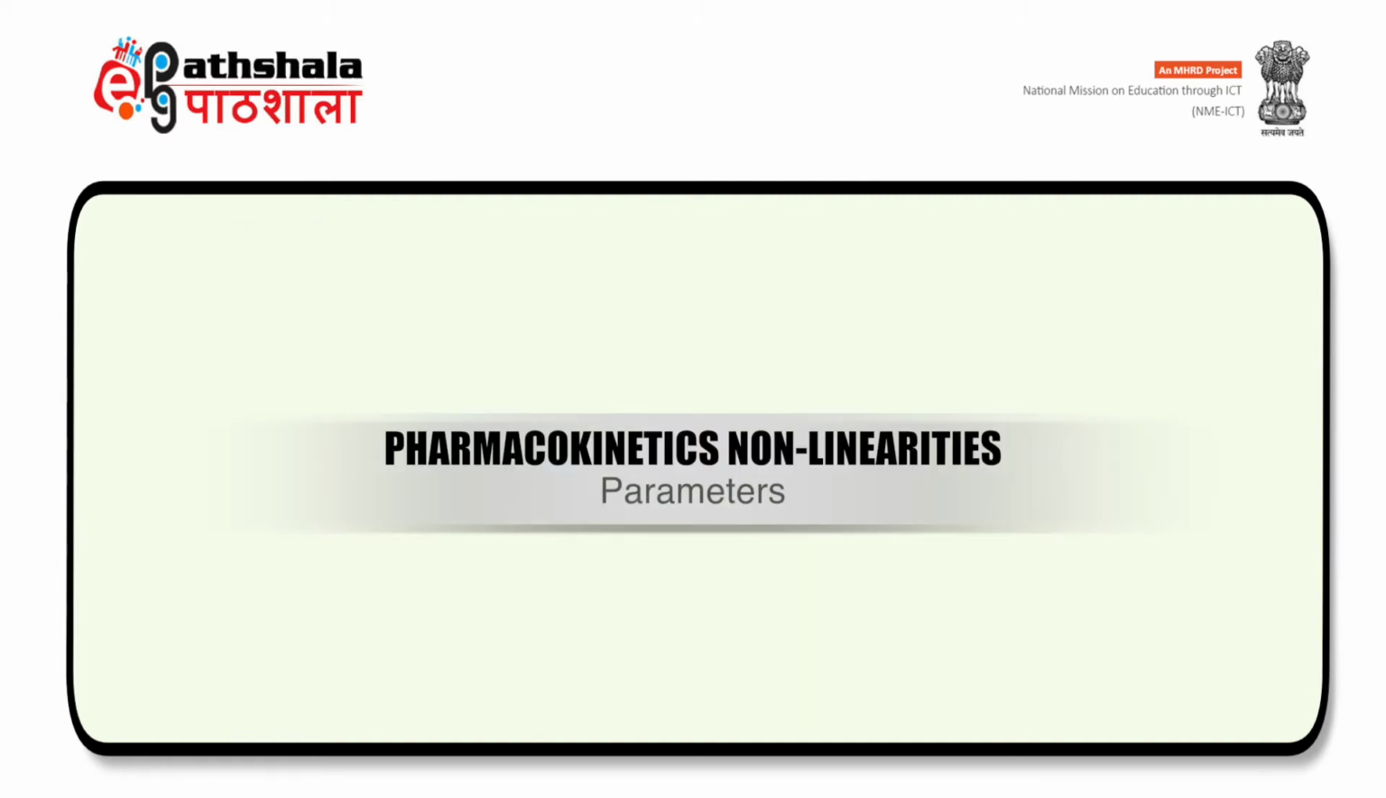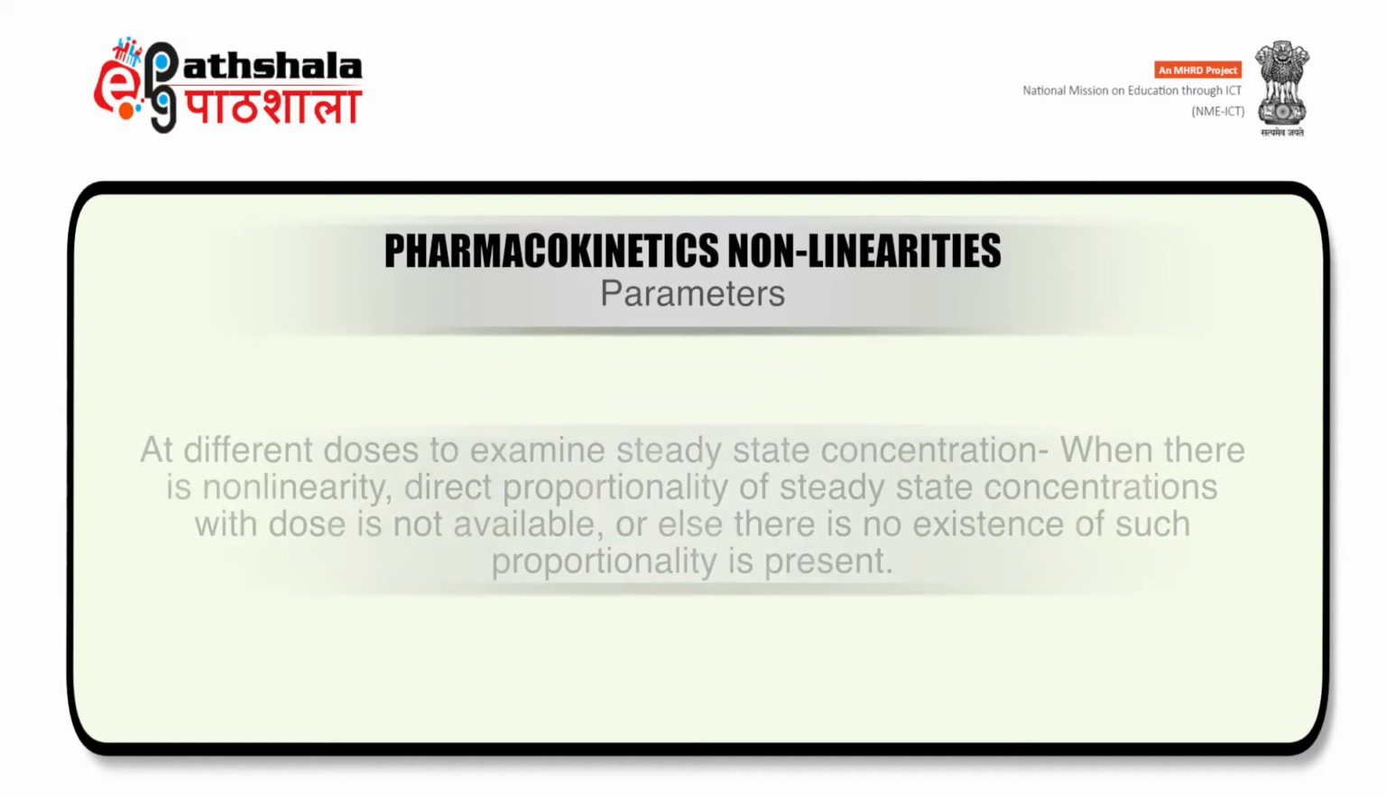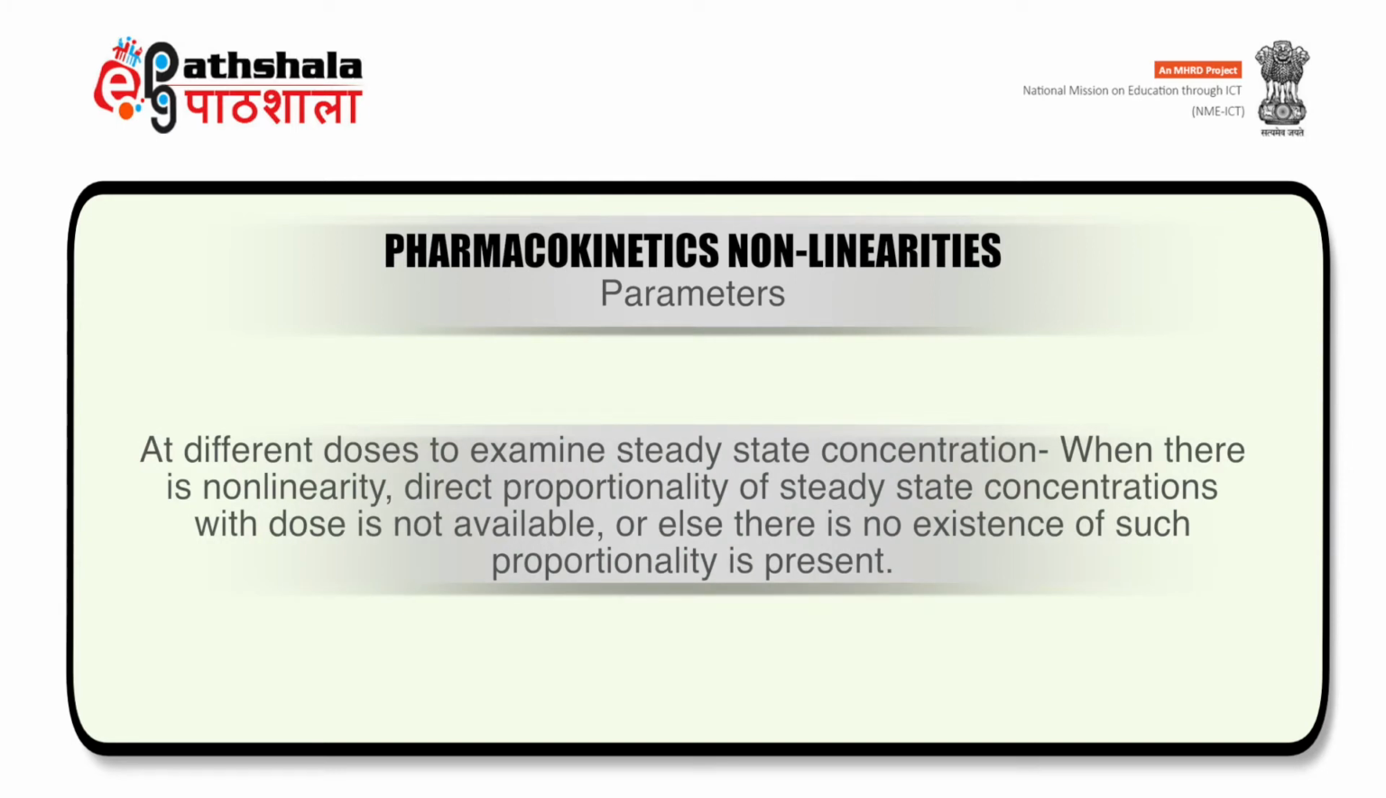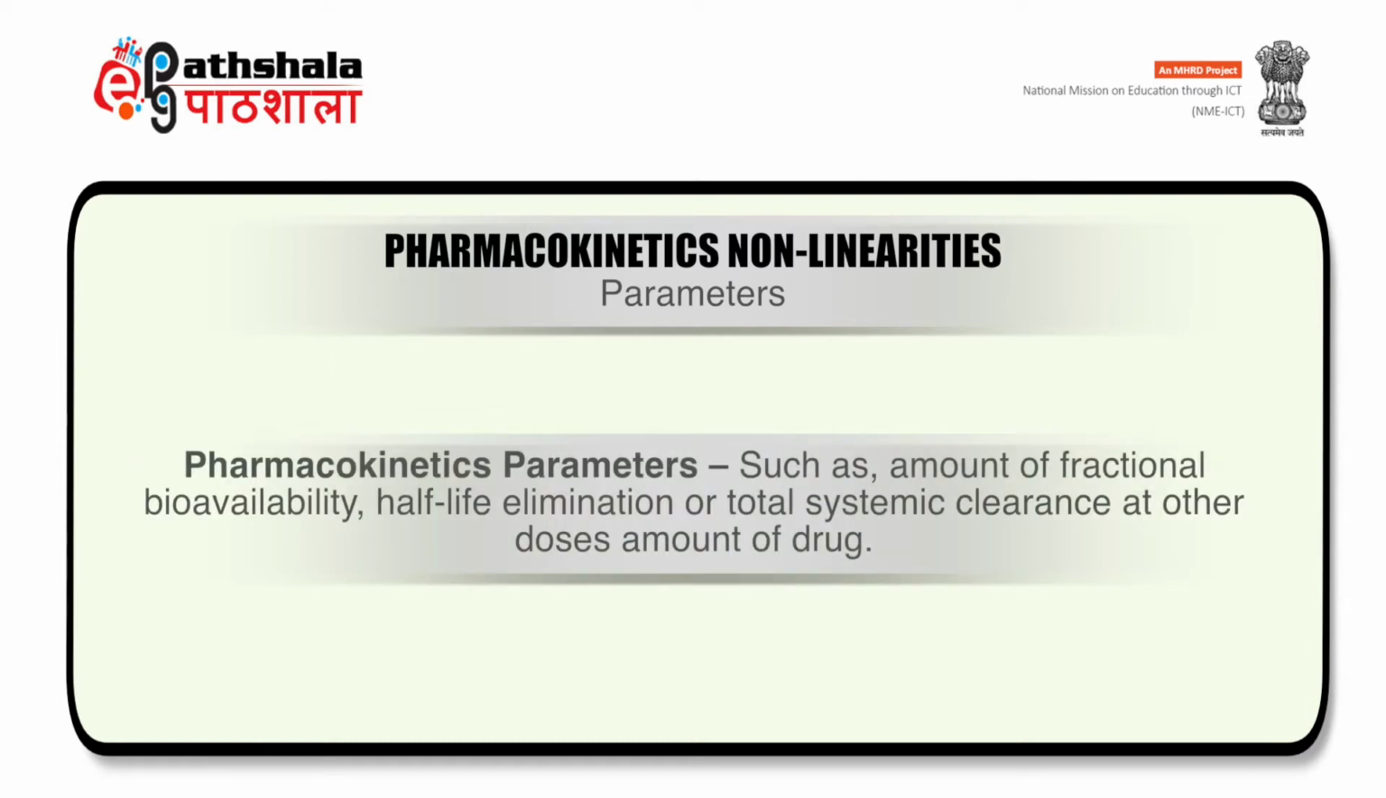There are many ways to determine non-linear pharmacokinetic parameters, and the easy way is to examine steady state concentration at different doses when there is non-linearity. Direct proportionality of steady state concentrations with dose is not present. There may be pharmacokinetic parameters such as fractional bioavailability, elimination half-life, or total systemic clearance that change at other doses of the drug. Further, changes in these constant parameters will lead to non-linearity.